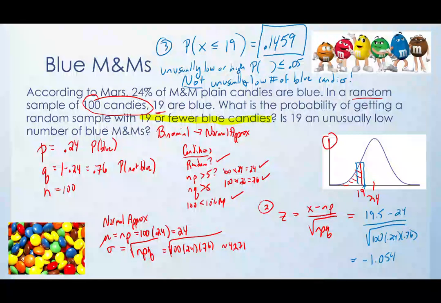All right. So when it asks, is such and such an outcome unusual? Is it unusually low, unusually high? You're looking at the probability of that outcome or more extreme, right? Or lower, that outcome, or higher. If that probability is less than 5%, it's unusual. And that's it.